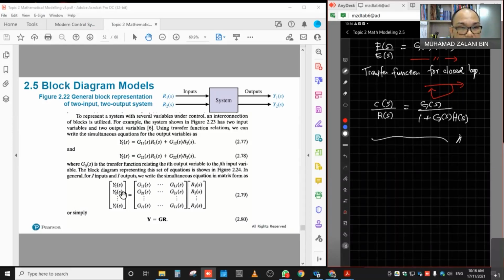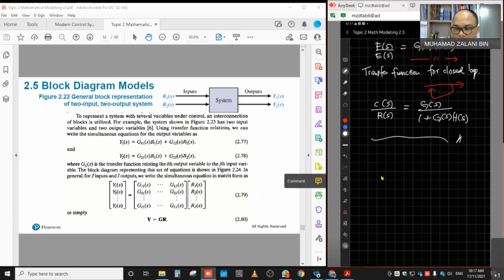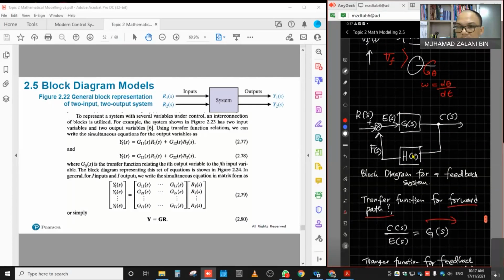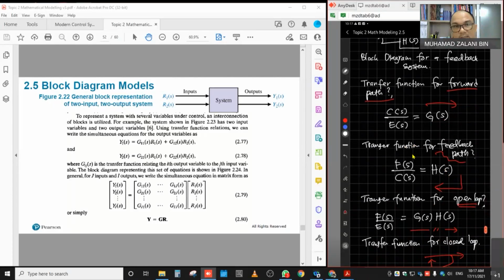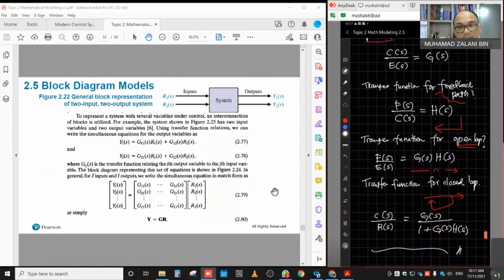We have Y from Y1, Y2 until Yj. And then this matrix is the transfer function matrix G, and the input R. So we get this form. Actually, in terms of matrix, we can just represent it by Y equals GR. And this is the block diagram of a 2 input and 2 output interconnected system. We can also use the block diagram model like this for the interconnected system. Not necessarily do we have to follow a system like this. So maybe you will find some more complex system when it comes to modeling, with more consideration of the equations.